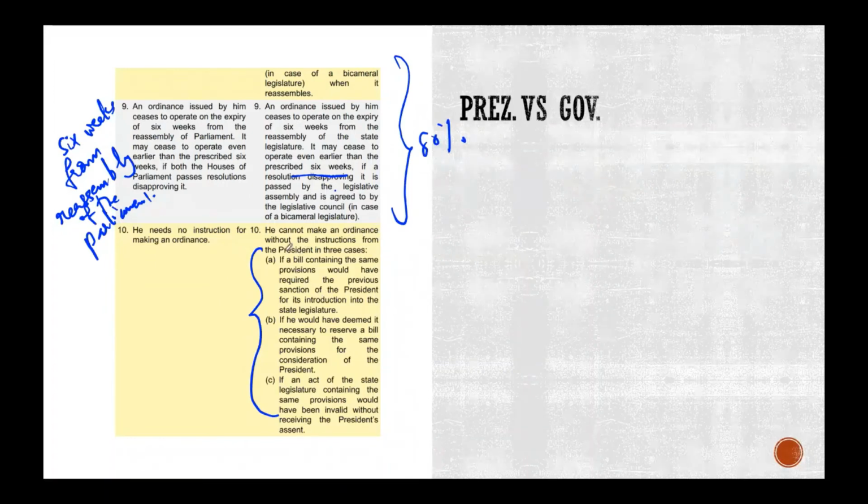He cannot make an ordinance without instructions from the president in a few cases. That is when the provisions they deal with would require the sanction of the president for their introduction. So if it is a bill, and the introduction of that bill requires the president's permission or sanction, keep that in mind. Even for your ordinance, it is going to require that.